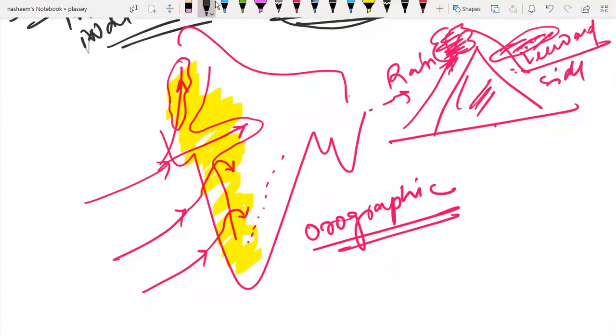Just look at the situation. How geography changes also causes the history. Let's see.